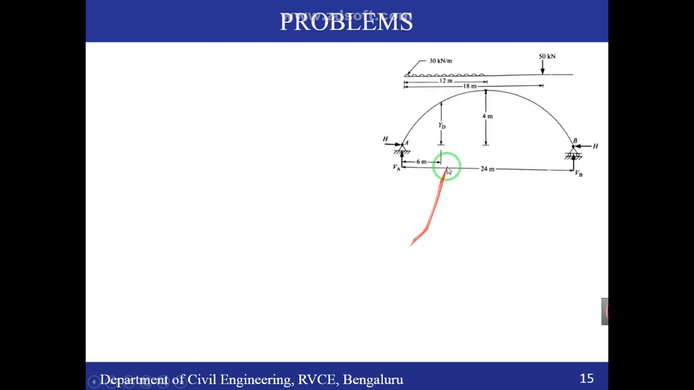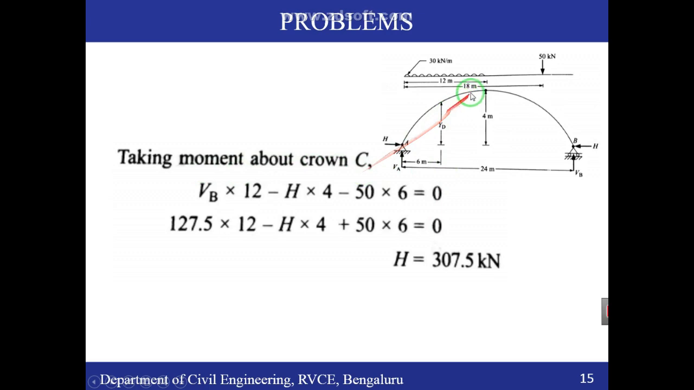Next, we will take moment about the crown C to find out the horizontal reactions. So if we take moment about the crown C equal to 0, then we will find out the moments with reference to this side of the arch, that is right side of the arch. So the forces that are involved are VB, horizontal reaction H, and also the 50 kilonewton load. So now because of all this, we are multiplying the perpendicular distances with reference to this crown, and we are arriving at a value of the horizontal reaction 307.5 kilonewton.